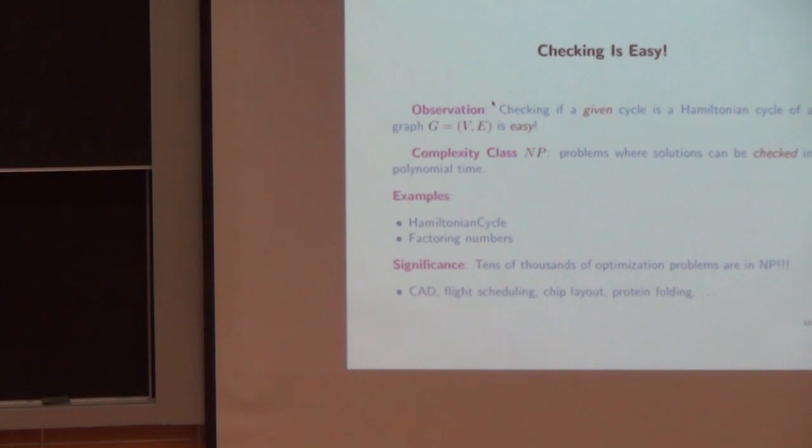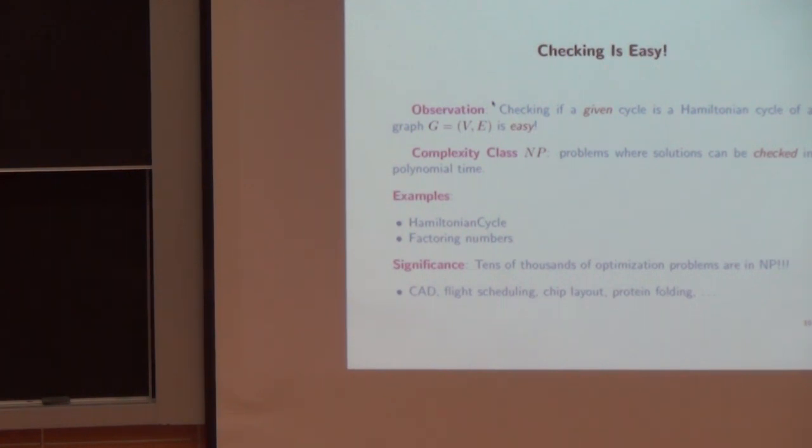If I give you a candidate solution, it's easy to check whether or not it is a Hamiltonian cycle. I give you a cycle, and you have to check that you visit every node exactly once, and that between every pair of neighboring nodes there is an edge. So checking is easy.